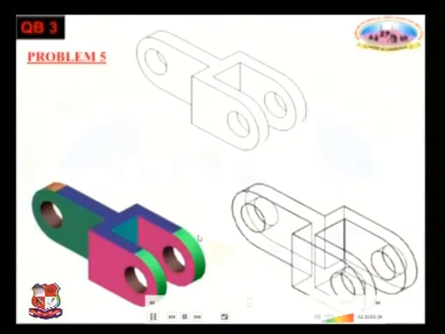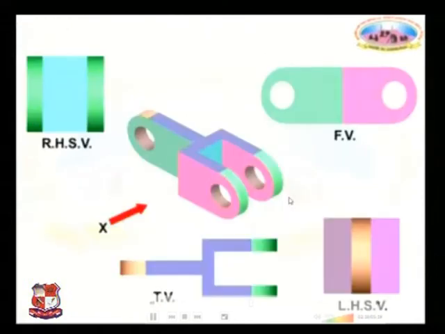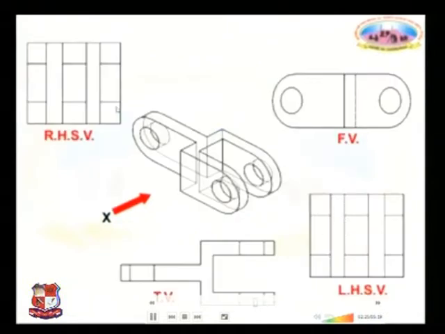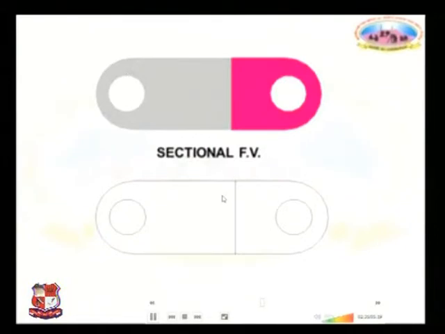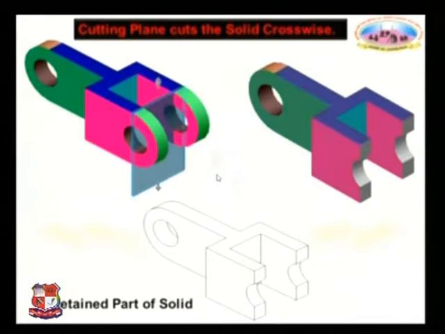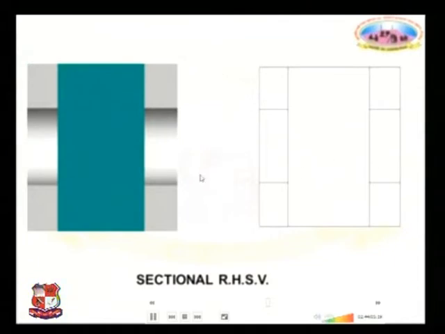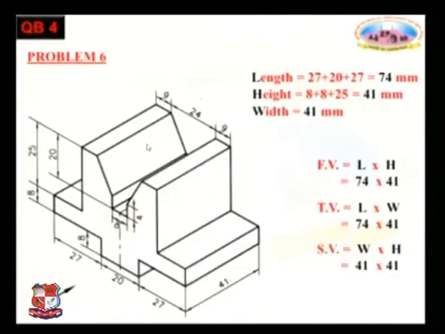Now another object, the same object is given with three different diagrams, and these are the views of this object: front view, left hand side view, right hand side view, and this is the top view of the same object. This is the cutting portion. If we cut from here, it would appear like this. This is the sectional front view of the same object. If we cut this object from here, this would be the shape. Similarly, for another problem, this is the sectional right hand side view of the same object.